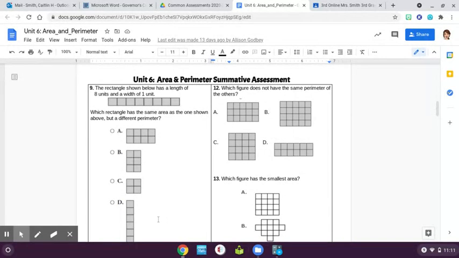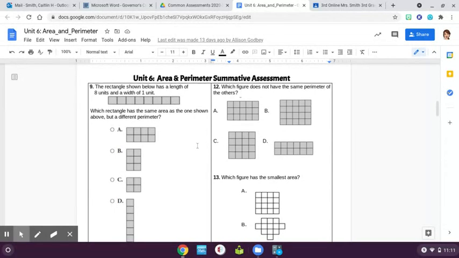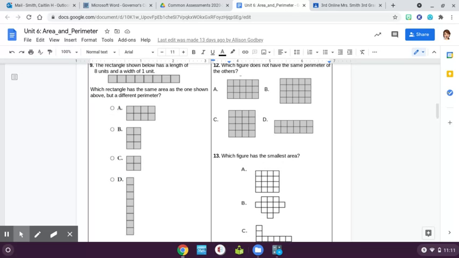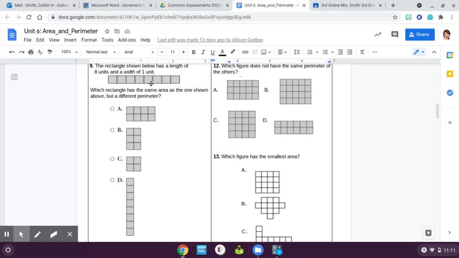Question 9. The rectangle shown below has a length of 8 units and a width of 1 unit. Which rectangle has the same area as the one shown above, but it has a different perimeter? Well, I know the area is 8, because it tells me. I have to find what the perimeter is. I simply count around the sides. 1, 2, 3, 4, 5, 6, 7, 8. And then I know there's going to be 8 on the bottom. 8 plus 8 is 16. The left side is 17. The right side is... Okay, so if I know the perimeter is 18, I have to find the one down here that has the area of 8, but it has a different perimeter.